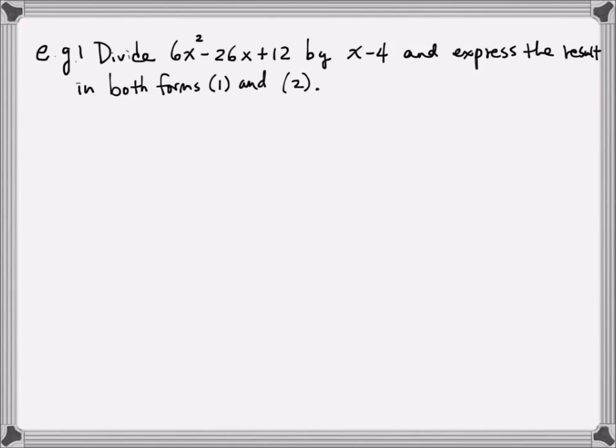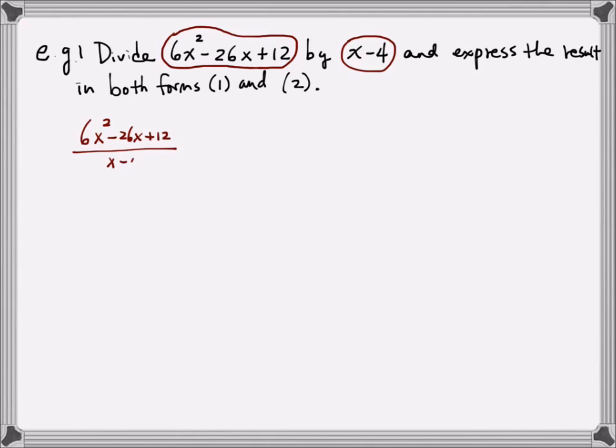The question here is basically saying that the first polynomial is the dividend, and the second polynomial, x minus 4, is the divisor. So essentially we're looking for an expression to write 6x squared minus 26x plus 12 divided by x minus 4. Although we can write the results in different forms, the process of doing long division is the same. Long division goes like the following.